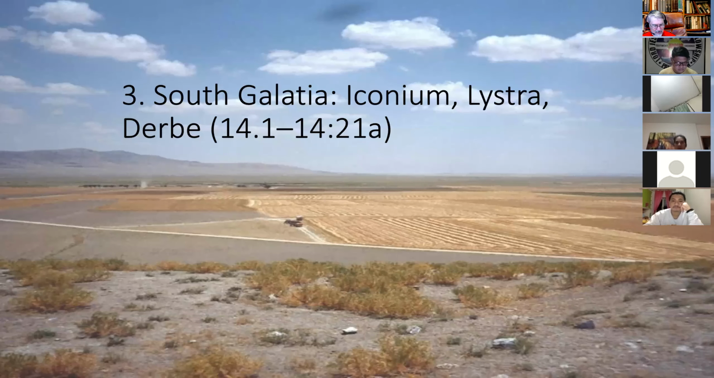So on they went to Iconium. They bore witness of the word of his grace, granting signs and wonders to be done by their hands. But the people were divided. Some sided with the Jews, some with the apostles. An attempt was made by both Jews and Gentiles with their rulers to mistreat them and to stone them. They learned of it and fled to Lystra and Derbe. So at verse 8, we see them at Lystra and Derbe.